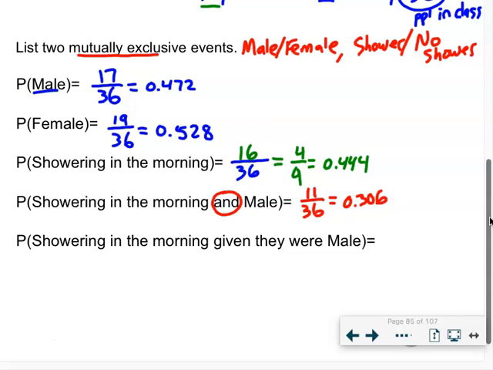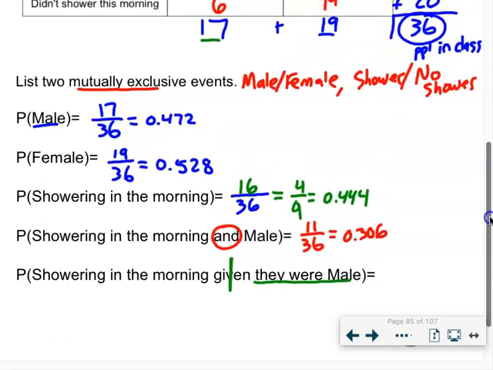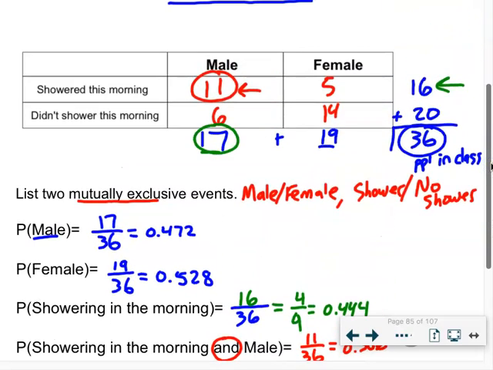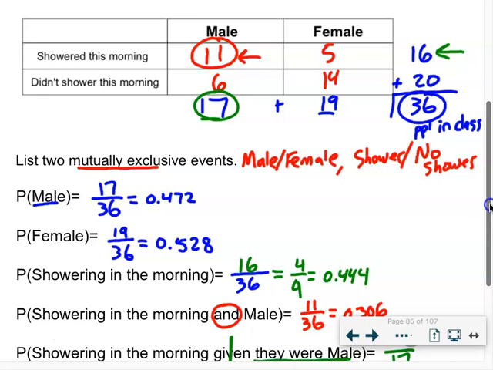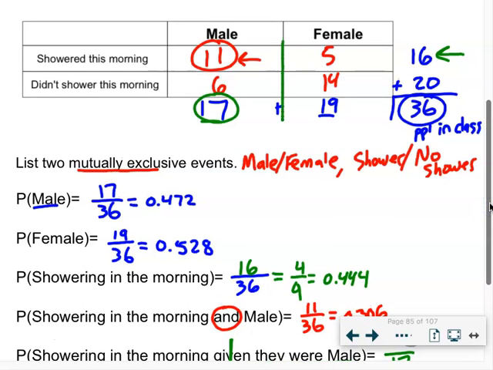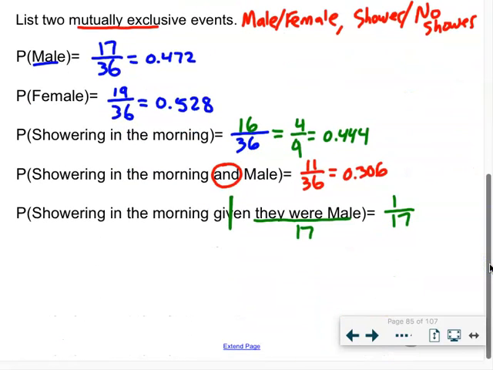Okay, now we have a given. Showering in the morning, given, or that bar, that they were male. So this is almost the same problem. But if they say given, whatever's after the given becomes the bottom of the fraction. So we need how many males there are, which is 17. That becomes the bottom of our fraction. So the people that showered in the morning that were male, it's kind of like I'm only looking at this column now. Out of 17, 11 of the people showered. 11 of the males showered out of 17. So that would be 0.647.